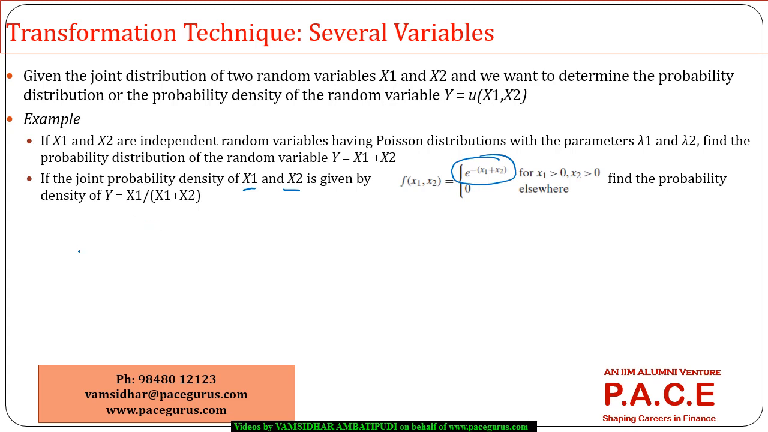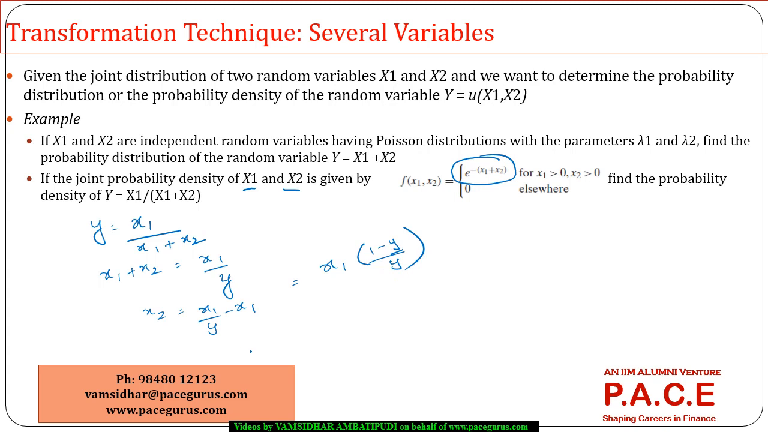So I can very well write y equal to x1 by x1 plus x2, and now I have to express one in terms of the other, right? Inverse. So I will try to find x1 plus x2 is equal to x1 by y. x2 is nothing but x1 by y minus x1, which is nothing but x1 into 1 minus y by y. This is what is becoming my x2.